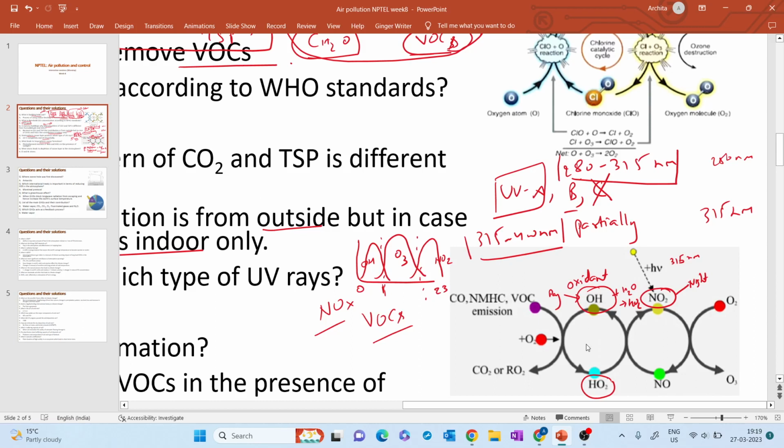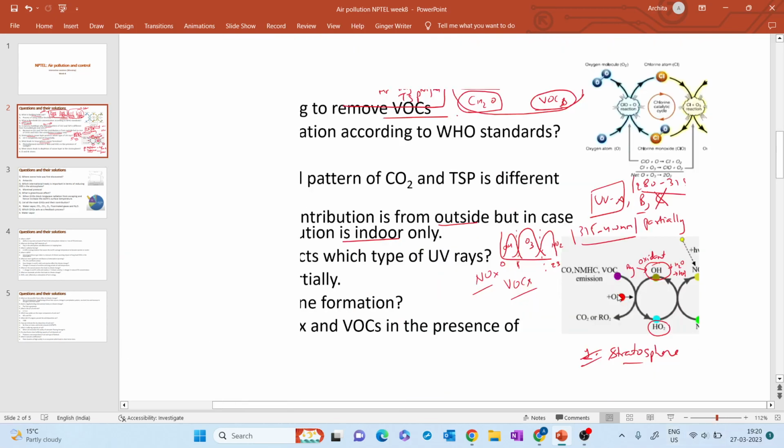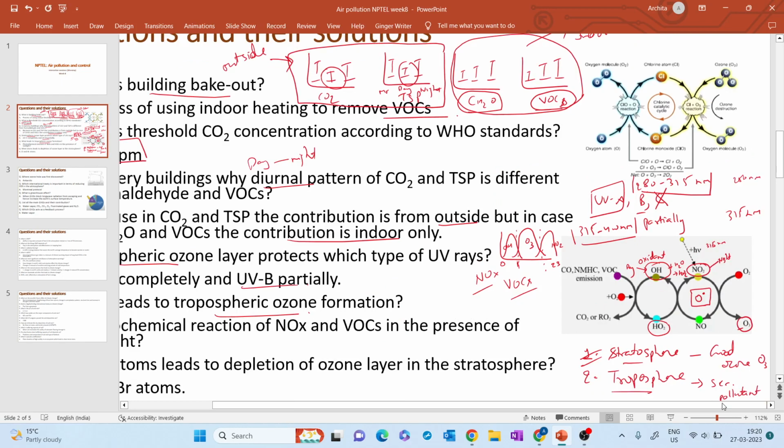So in the morning OH will react with VOCs, in the night NO2 will react with VOCs, and hence they both lead to the formation of ozone, because all you need is this O radical, because oxygen is already there in the atmosphere, right? 24/7 there is oxygen in the atmosphere. All you need is this O radical, and if any reaction makes this O radical, it can lead to tropospheric ozone formation.